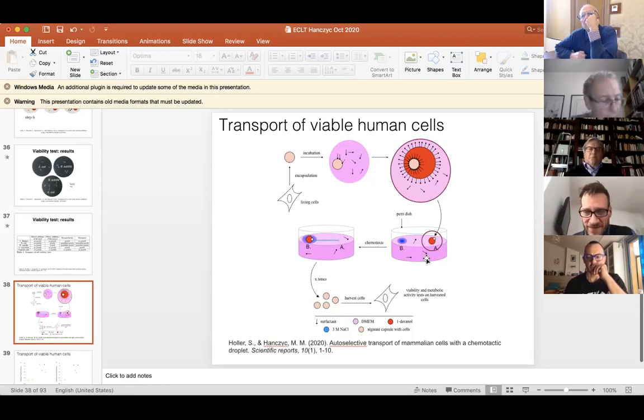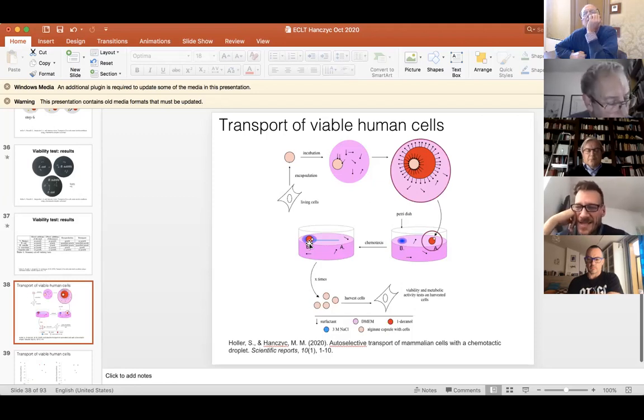So if the cells produce surfactants that are in the solution that are sensitive to salt or pH, then they can move along this gradient to the source of the chemistry. So in this case, the cells are producing the surfactant for us. That's what they have to do. So that also means, we did tests where by killing the cells, they don't do this anymore. So we call this auto-selective transport of mammalian cells, because only cells that are alive and producing surfactants under these conditions will be stably associated with the droplet and be transported. So you have to be alive to participate in this system.